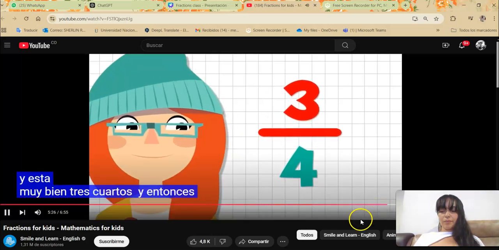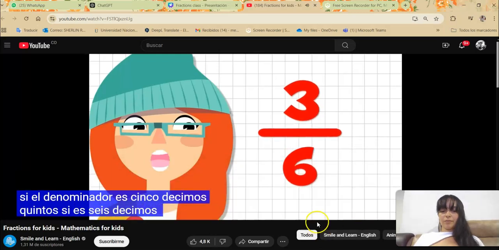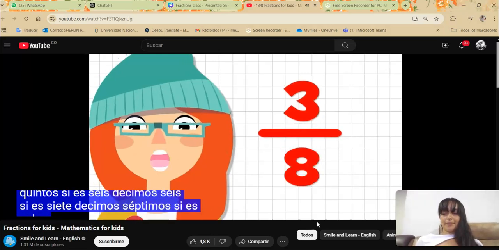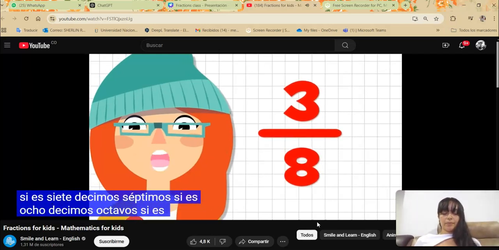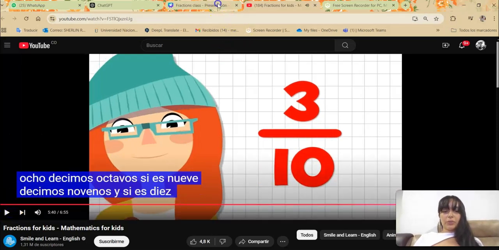And so on. If the denominator is a 5, we say fifths. If it's a 6, we say sixths. If it is a 7, we say sevenths. If it's an 8, we say eighths. If it's a 9, we say ninths. And if it's a 10, and so on.